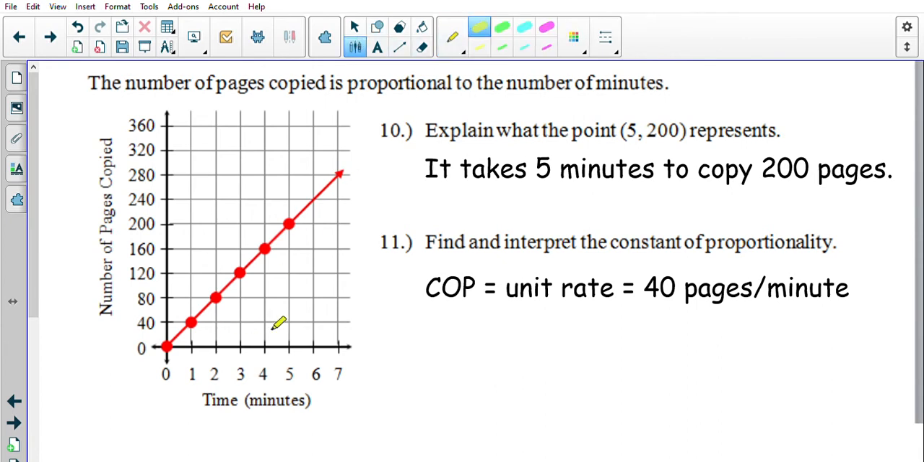So I'm going to go ahead and highlight that here. It's going to be this point right here. So that's 5 minutes, 200 pages. So I can say it takes 5 minutes to copy 200 pages, or something similar.